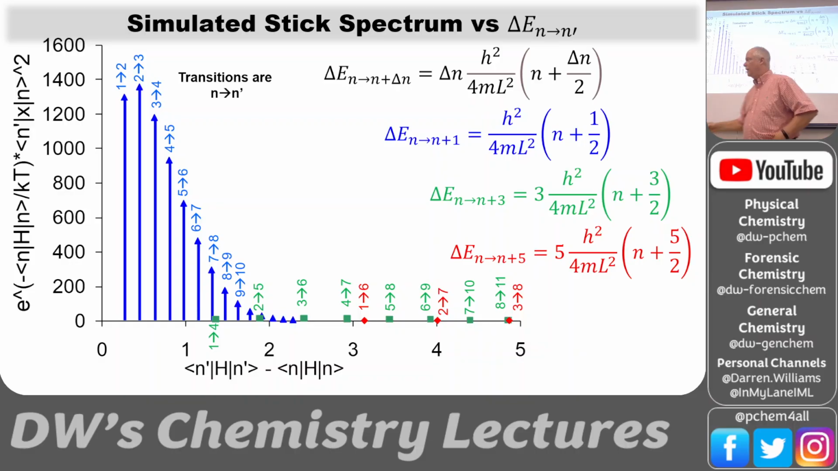And then this one we would label 1, 2, 3, 4, 5, 6, etc. But that would be the delta n equals 3 series. And this we would label 1, 2, 3, and this would be the delta n equals 5 series. We could just label them by those series.